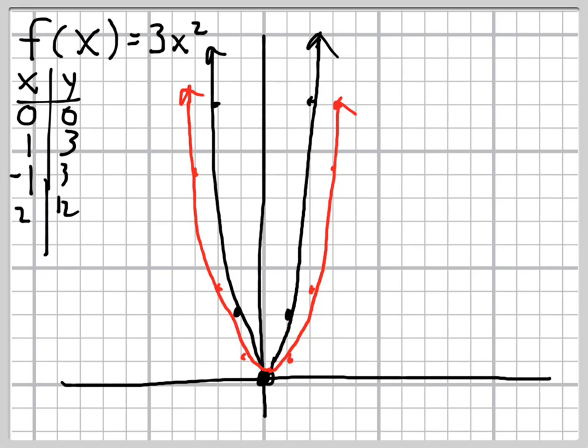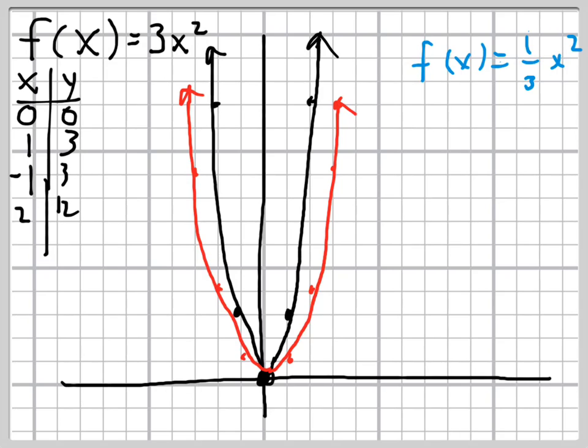Okay, well, let me just put this on the same chart here. I'll do this in a different color. What if instead I were to do something like f of x equals 1/3 of x squared?